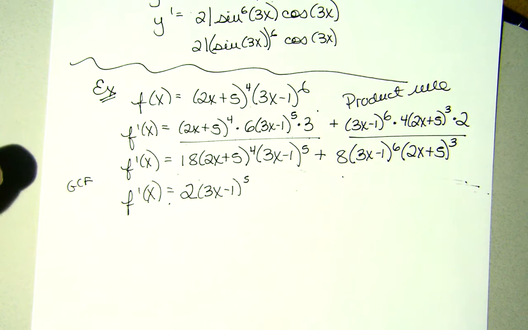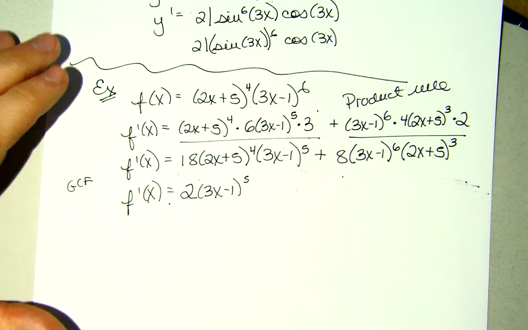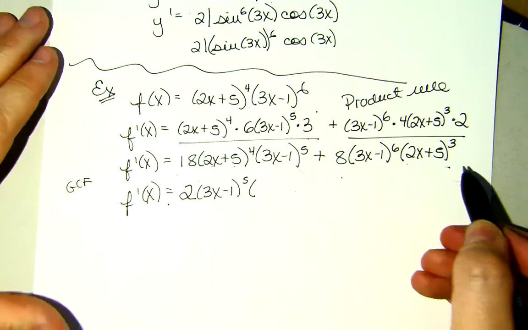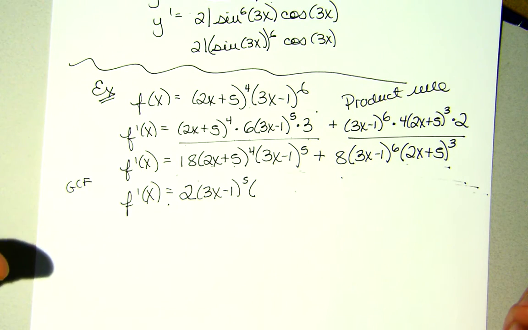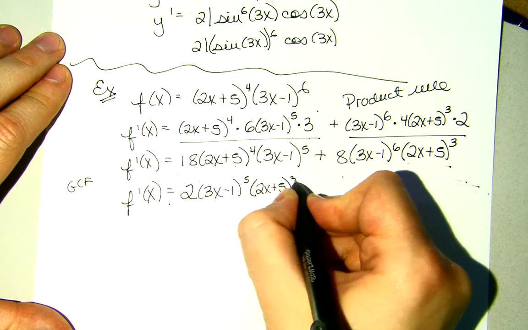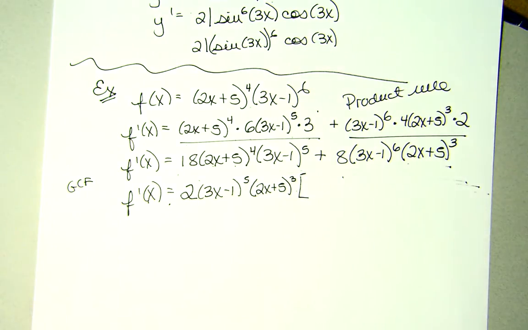How many 2x plus 5s can I take out? 3. Because I've got 4 there and 3 there. I'm going to take out the most that I have in any one piece, that's 3. So I'm going to take out a 2x plus 5 to the third. I have to deal with what's left.